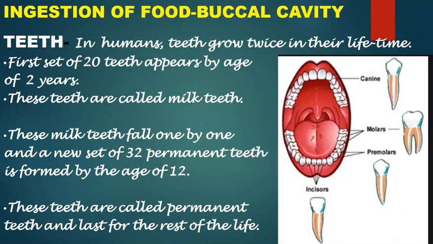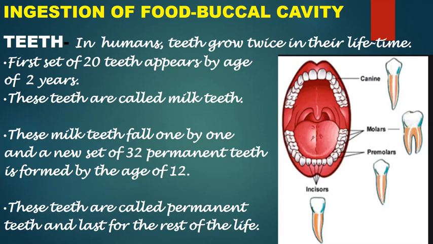Now let's study about teeth. In humans, teeth grow twice in their lifetime. First set of 20 teeth appears by the age of 2 years. These teeth are called milk teeth or temporary teeth. These milk teeth fall one by one and a new set of 32 permanent teeth is formed by the age of 12. These teeth are called permanent teeth and last for the rest of the life.